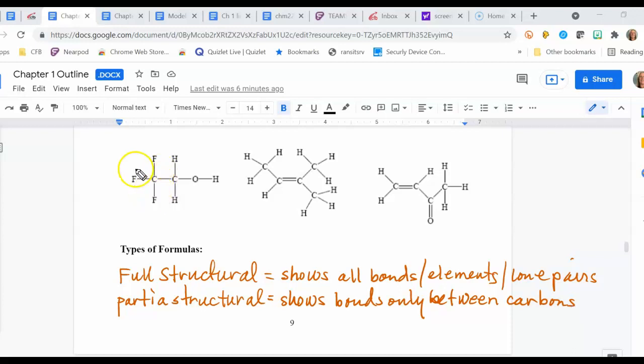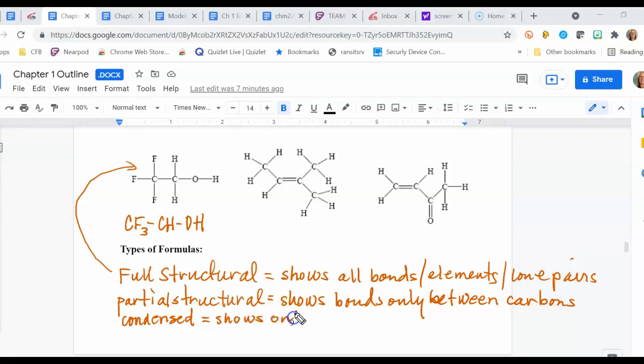So in this case, this is a full structural right here. To get a partial structural, we would end up with CF3, then a bond, then CH, then a bond and OH, just like that. What about if we had a condensed formula? A condensed formula is when you show none of the bonds and show only the order of bonding.